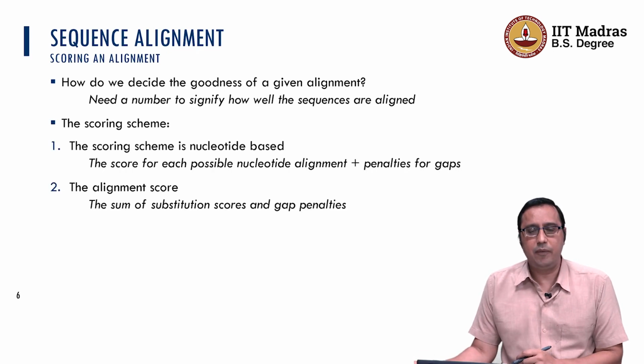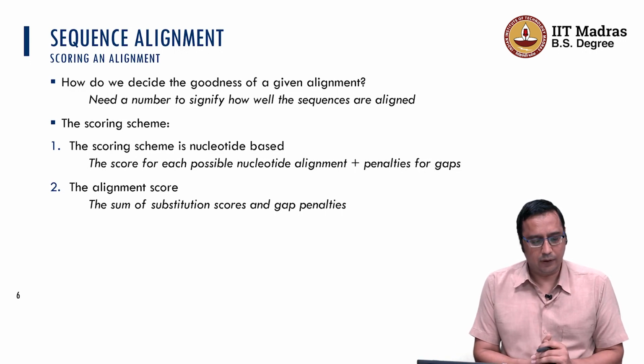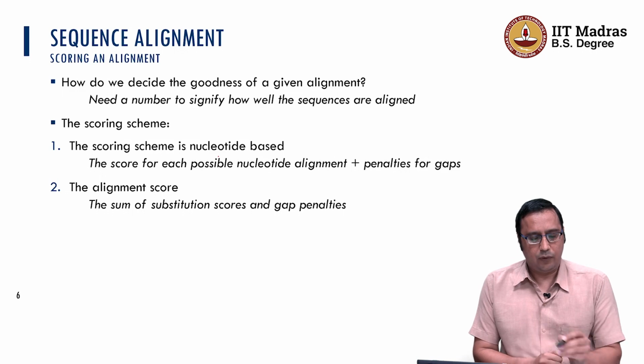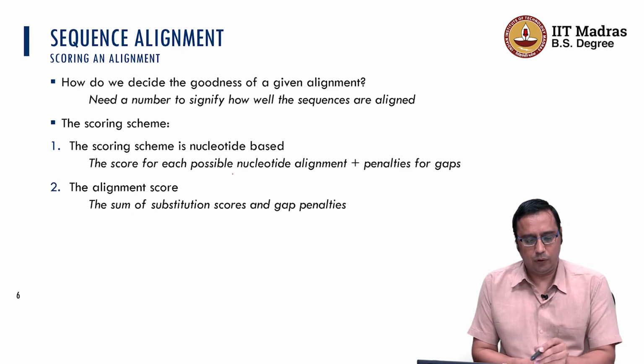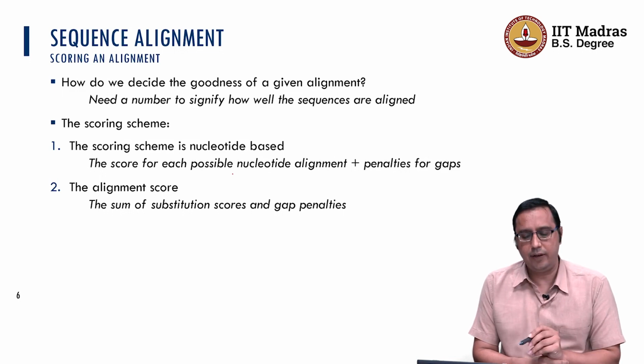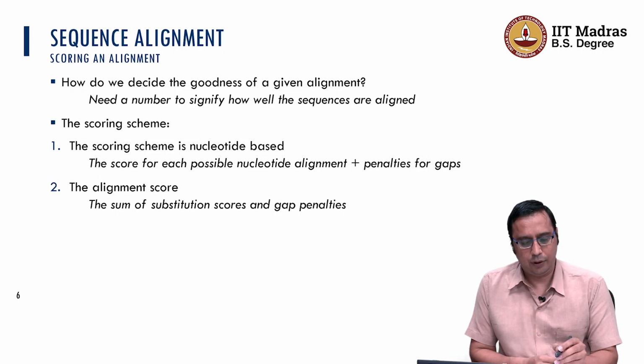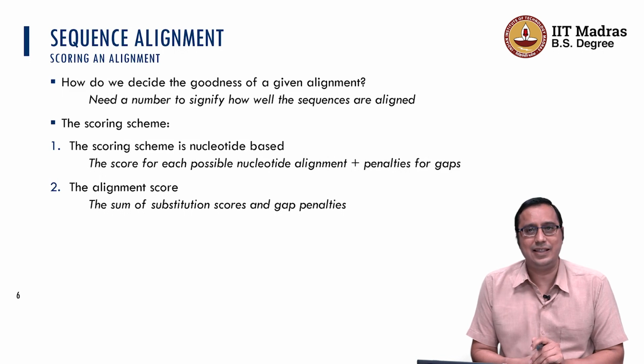So what is the scoring scheme we can use? A simple scoring scheme is the following. For each nucleotide, we provide a score, so a score for each possible nucleotide alignment. If you recall, nucleotides are normally A, C, G, T.